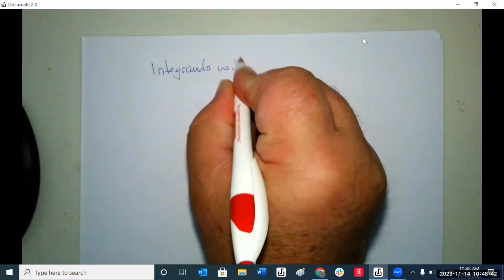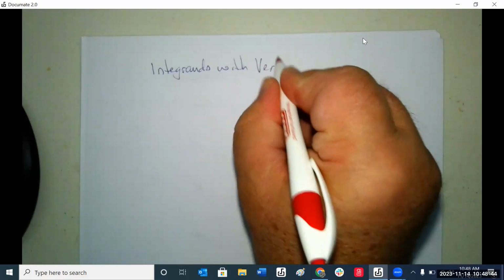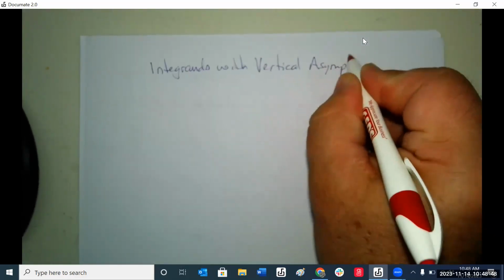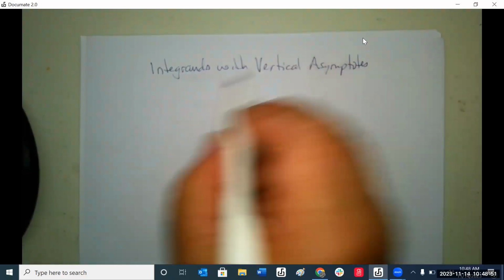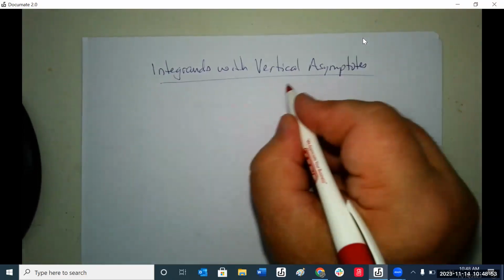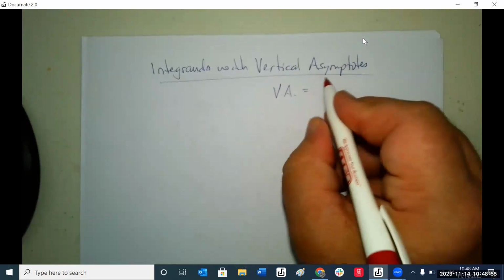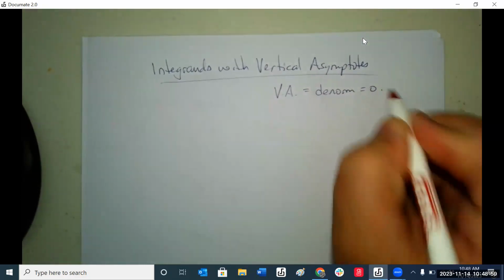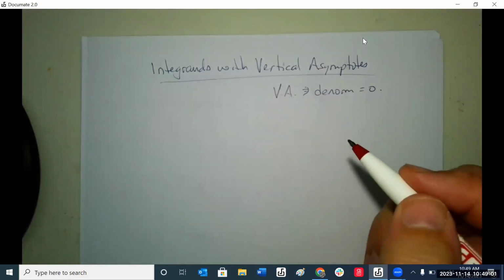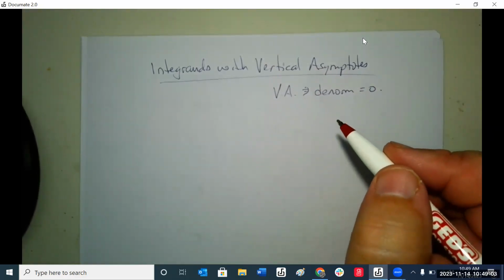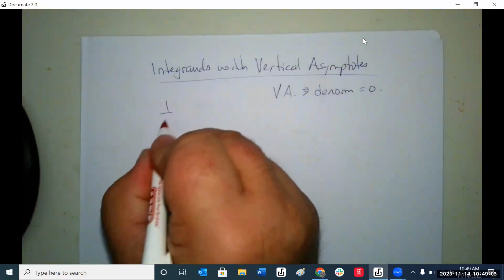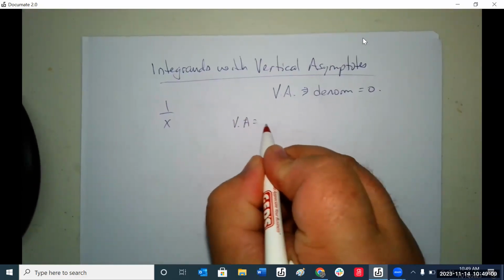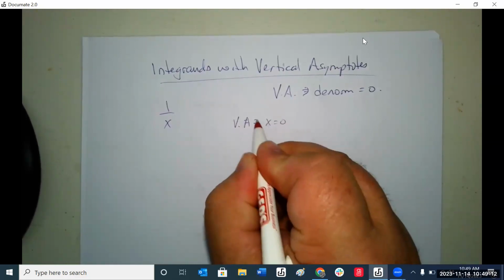Integrands with vertical asymptotes. Now, these are our functions. A vertical asymptote is when the denominator equals 0. It makes the function undefined. So, for example, the vertical asymptote here is at x equals 0.